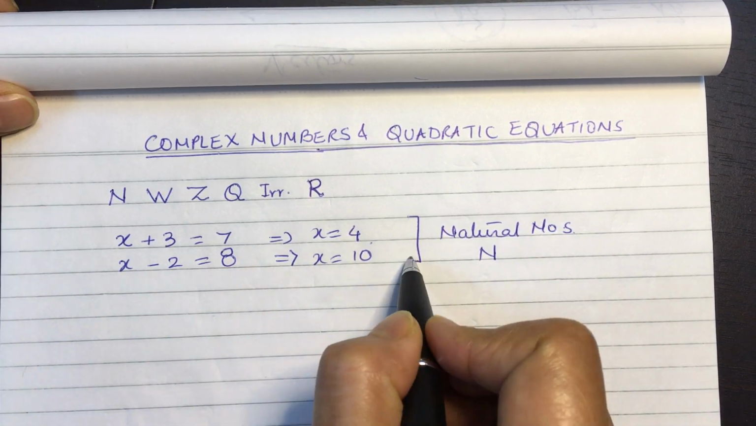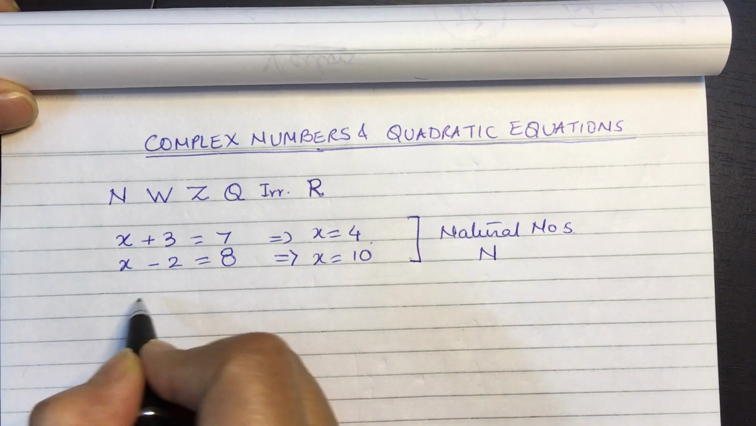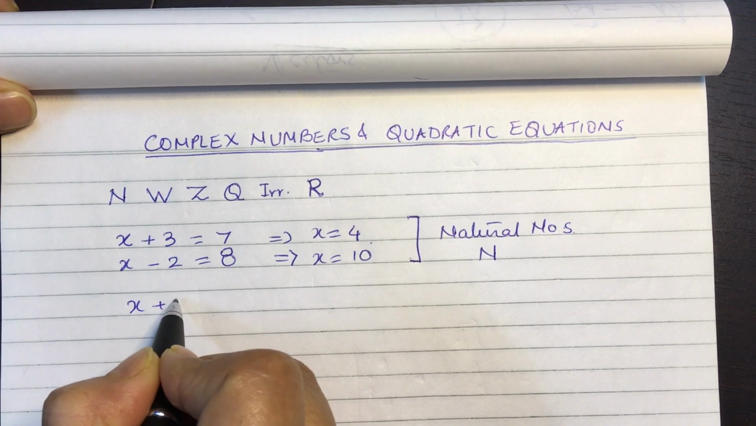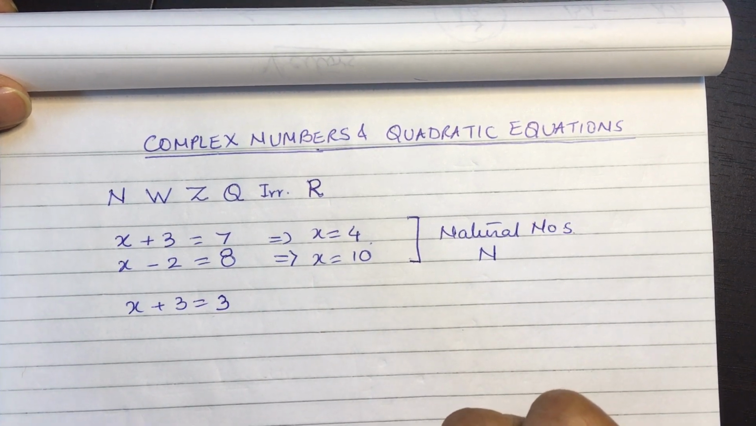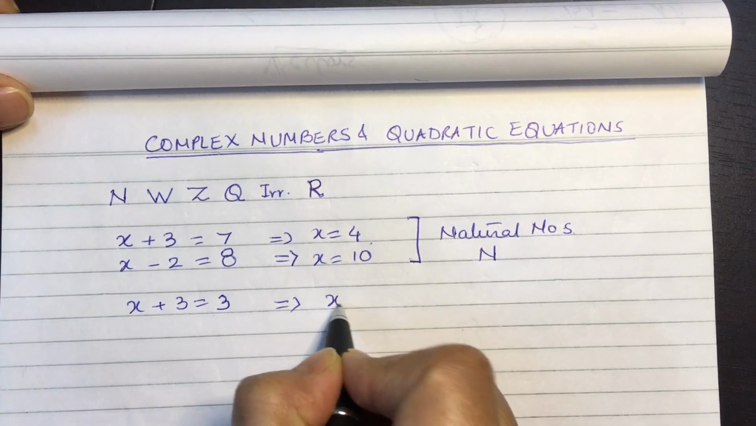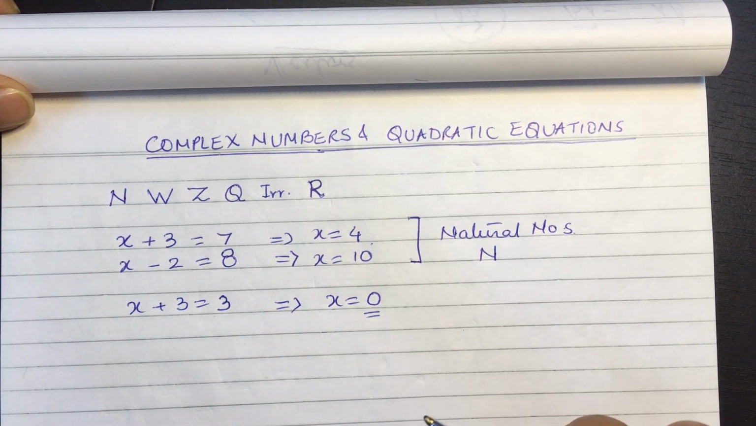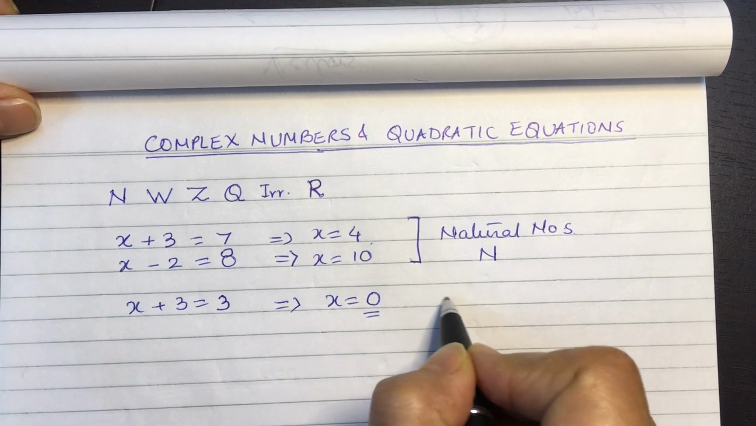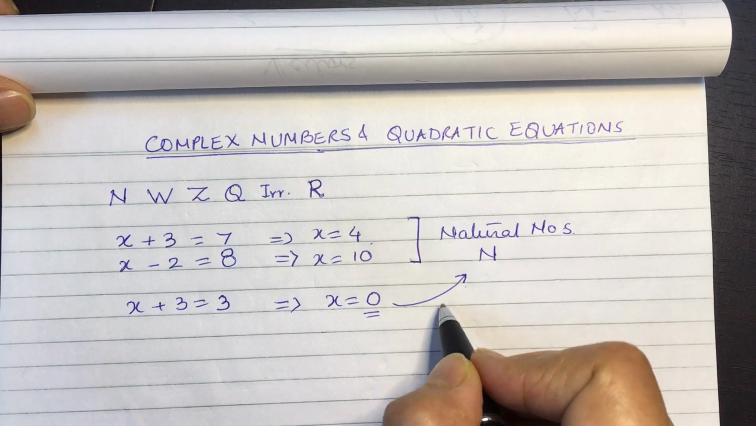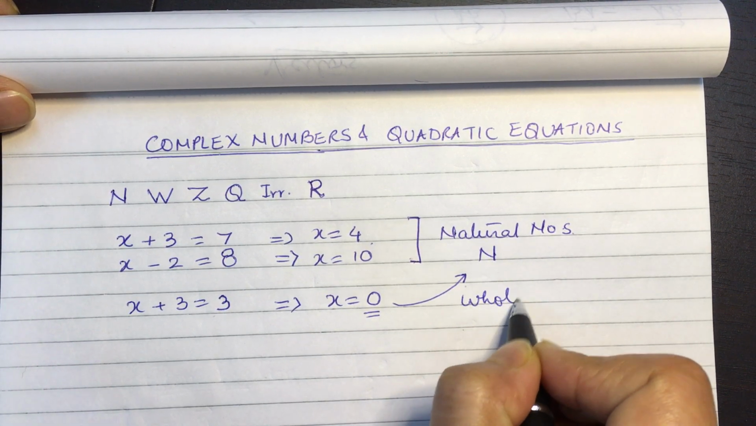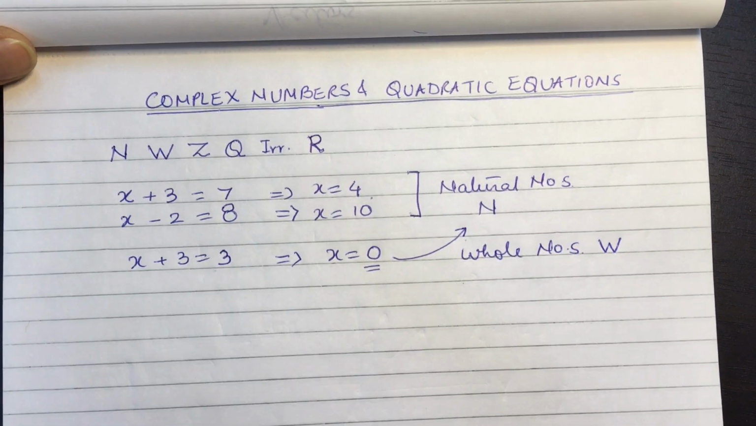Then slowly there were other kinds of questions which came into consideration, for example, if you have x plus 3 equal to 3. So when you solve it, you get x equal to 0. So there was a need to introduce this number 0. When this 0 was added to the set of natural numbers, the new set so formed was called whole numbers, which is denoted by capital W.